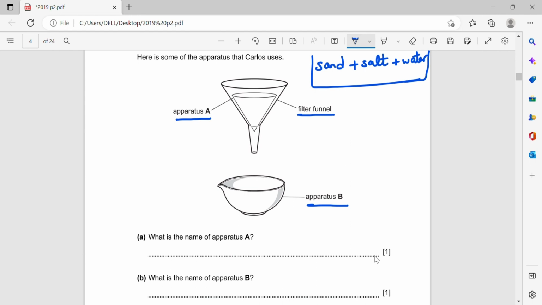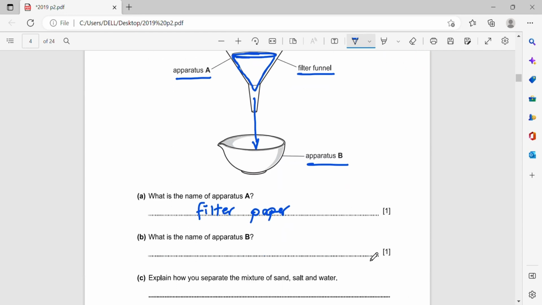What's the name of apparatus A? Here, this is filter funnel. What is this? Great, this is called filter paper. Filter paper. Okay, B. What's the name of apparatus B? So here we need to separate salt and sand and water. We use first the filter paper, then the solution goes into a dish. What's the name of this dish? Great, it's called the evaporating dish. Evaporating dish.